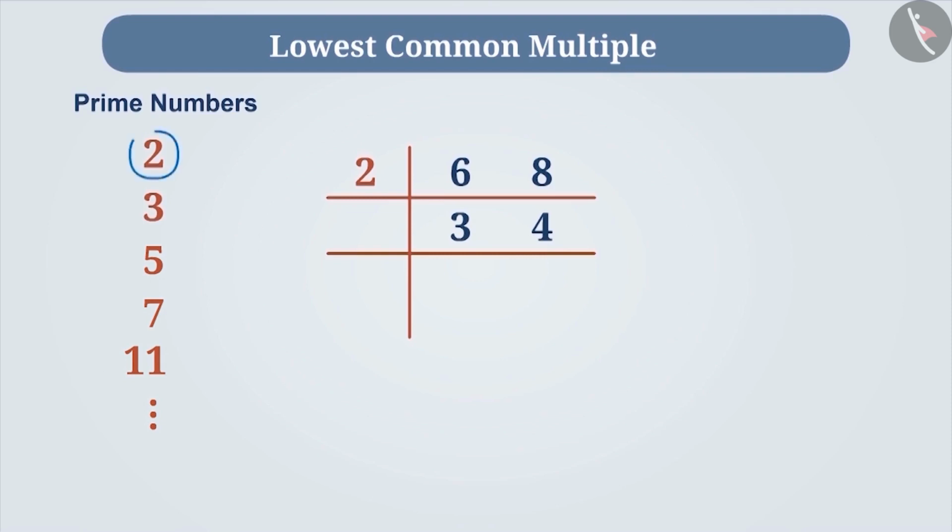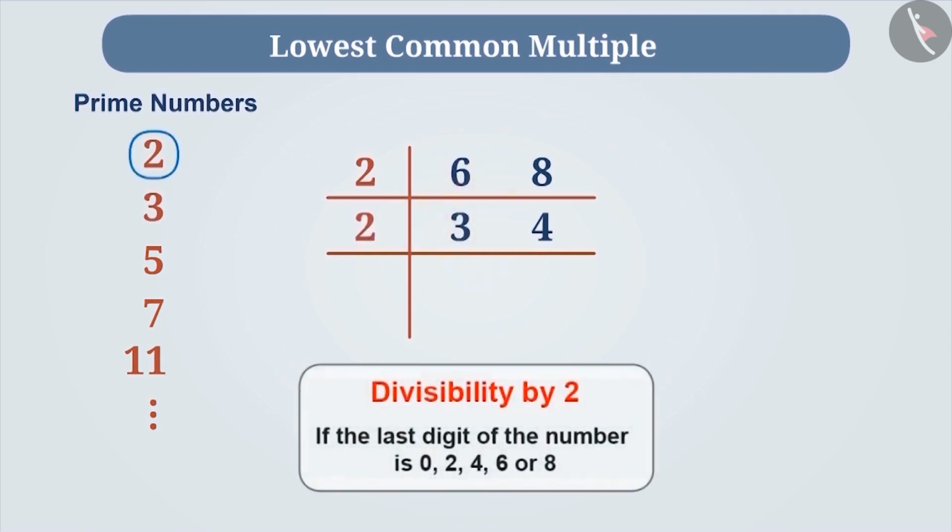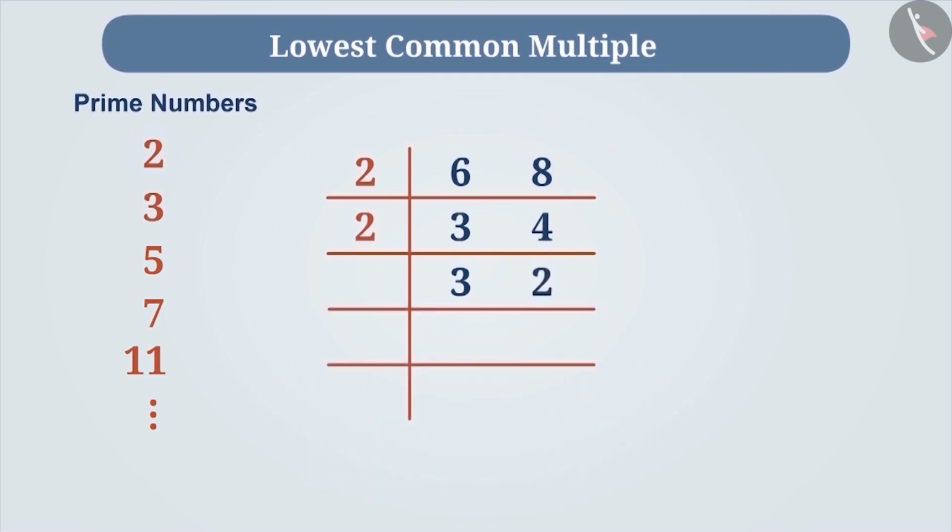Since 3 is not divisible by 2, we will write it in the next row as it is. Dividing 4 by 2, the result is written in the next row. In a similar manner, we will divide 2 by 2 and write down the result in the next row, and we will write 3 in the next row as it is. Now, we divide 3 by 3.